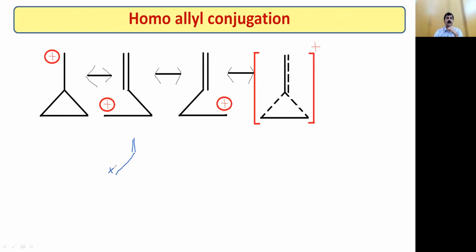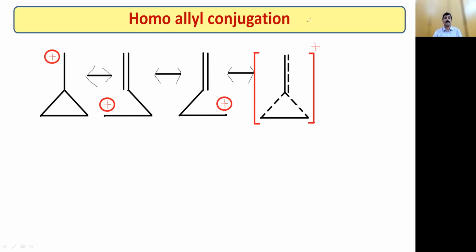This is allyl. So in between the carbocationic center and this pi system, one sp3 hybridized carbon is there. Such a type of system we call a homoallyl system. That will also stabilize the carbocation like this. So this is a homoallyl type of system that will also stabilize.